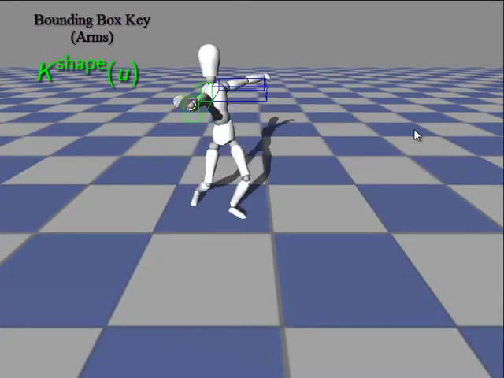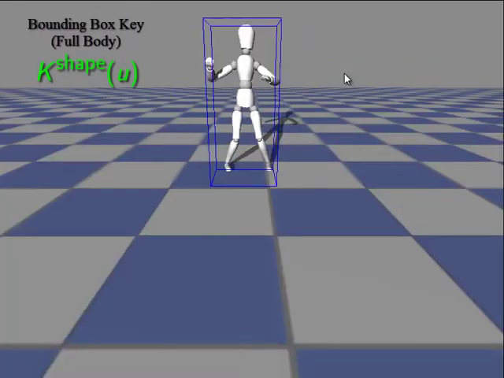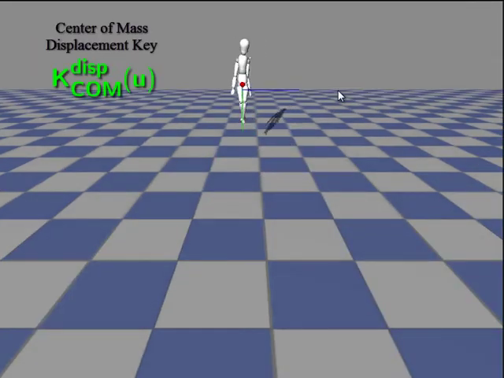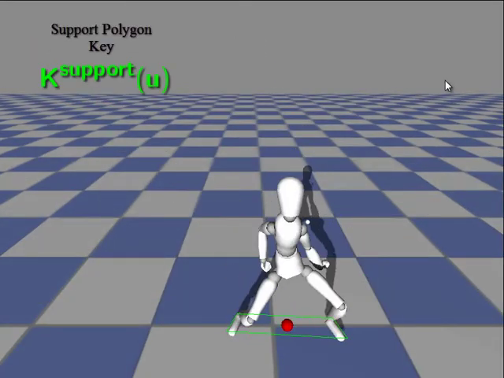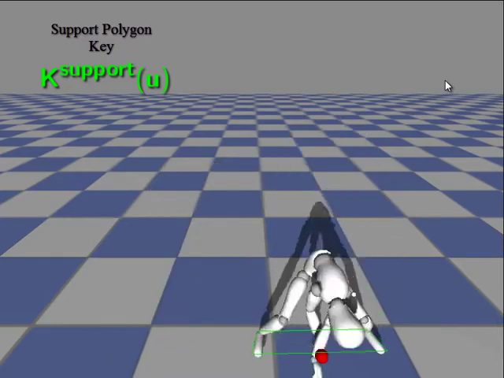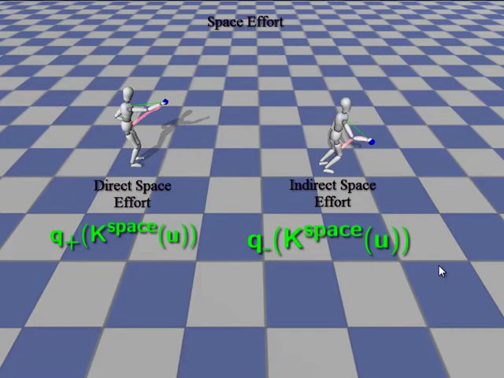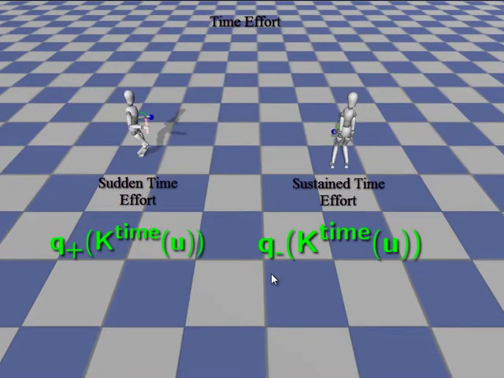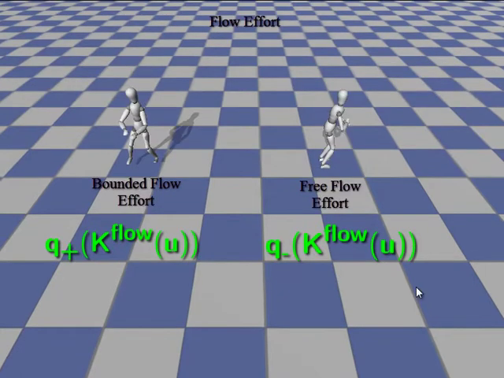They include bounding volumes of different body segments, displacement and orientation of end effectors, center of mass displacement, support polygons, and dynamics of motion in tension. Space effort characterizes the spatial pattern of movement. Strong weight is characterized by large deceleration. Time effort captures the temporal alternation of movement. Flow effort is characterized by jerks in motion.